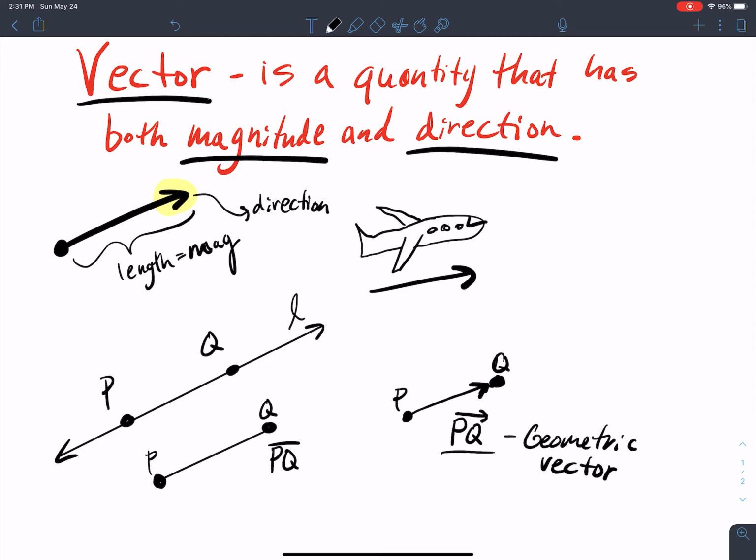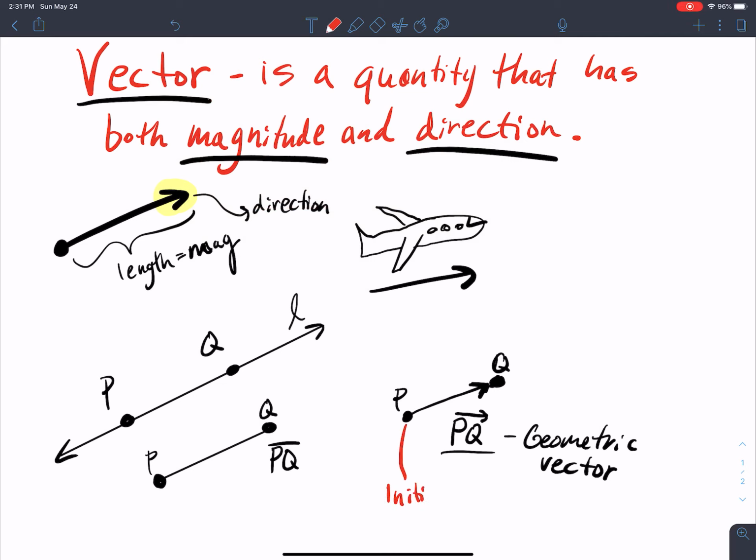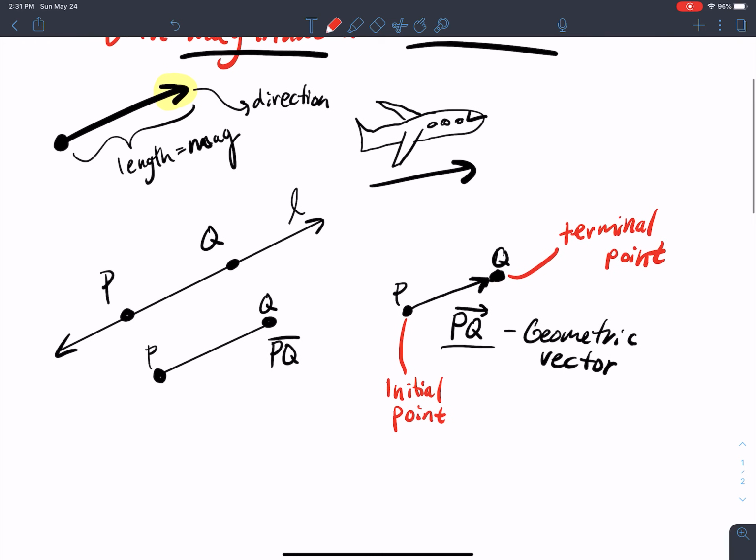P is called the initial point. Maybe I shouldn't do an arrow for that, we'll just draw a line down. So this is the initial point, and this one here is the terminal point, where it ends. The magnitude of the directed line segment is the distance from the point P to the point Q. That's the magnitude. That is, it's the length of the line segment. The direction is from P to Q.